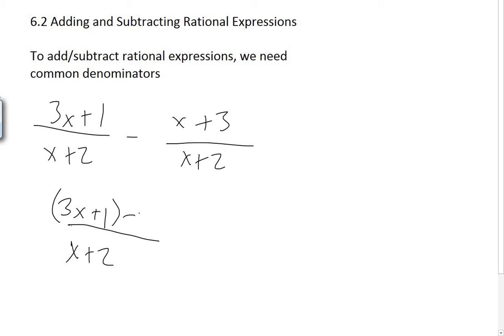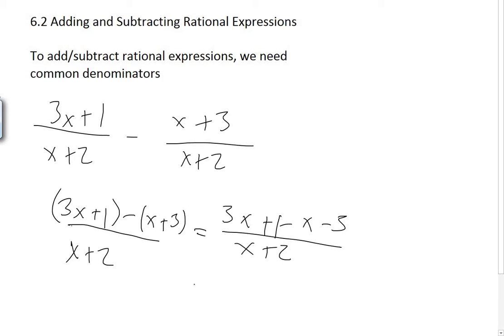I recommend you do this first: (3x + 1) minus (x + 3), so that you can see that this negative actually belongs to each of them. You could even just jump straight to writing it as 3x + 1 - x - 3 over x + 2. After you combine like terms, you're left with (2x - 2) over (x + 2).